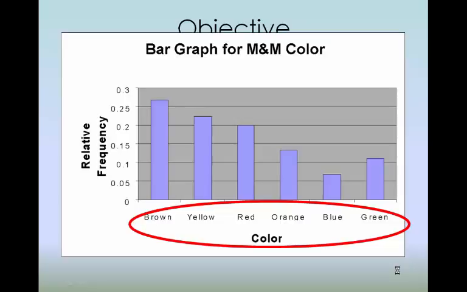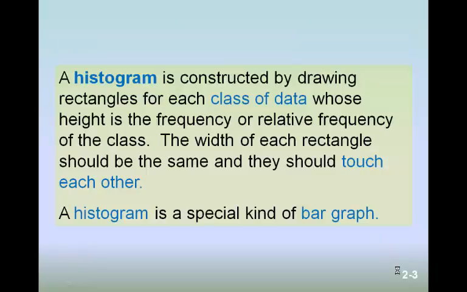So here's our bar graph when we did M&Ms. A histogram is constructed by drawing rectangles for each class of data whose height is the frequency or relative frequency of the class. The width of each rectangle should be the same and they should touch each other. So that's different from a regular bar graph. A histogram is a special kind of bar graph.